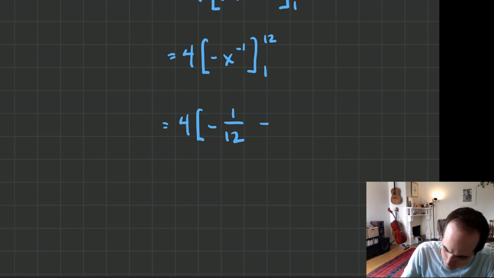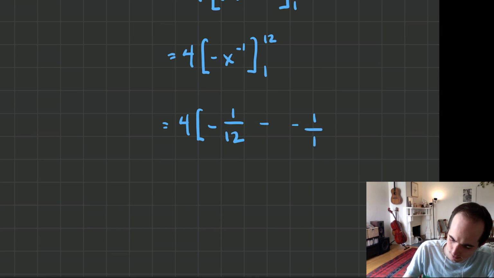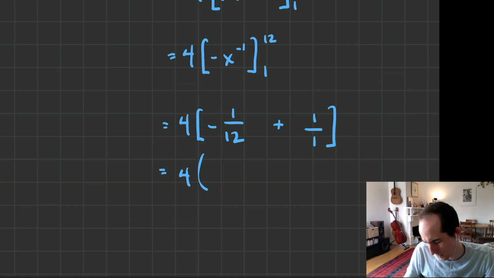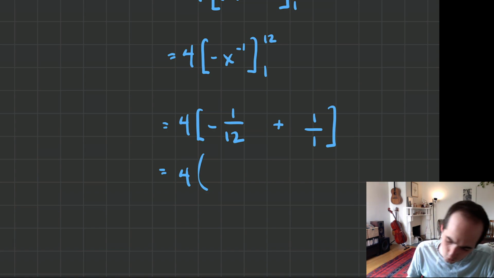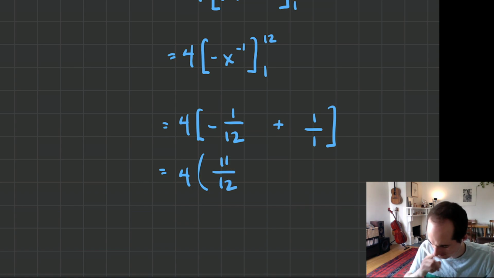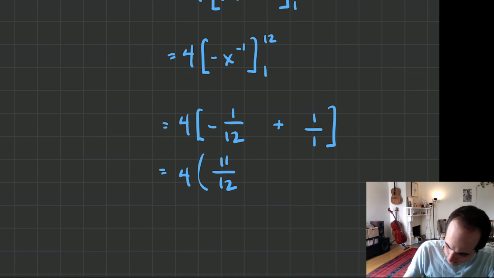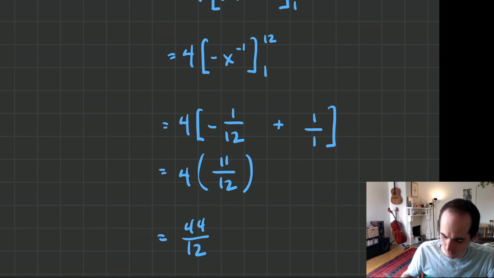minus negative 1 over 1. Okay, so in other words, plus 1. So this is going to be 4 times, if I've got negative 1/12 plus 1, that's the same thing as negative 1 plus 12. So that would be 11 over 12? I think that would be 11 over 12. And that would give us 44 over 12.